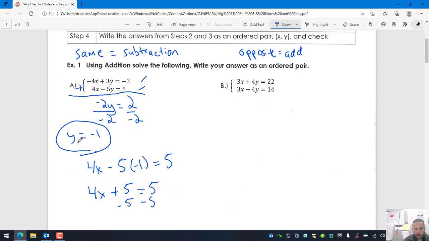Subtract 5 from both sides. 4x equals 0, and I should get x is equal to 0 for my second variable, and then I'll write this as an ordered pair. The point at which these two lines cross is going to be 0, -1.